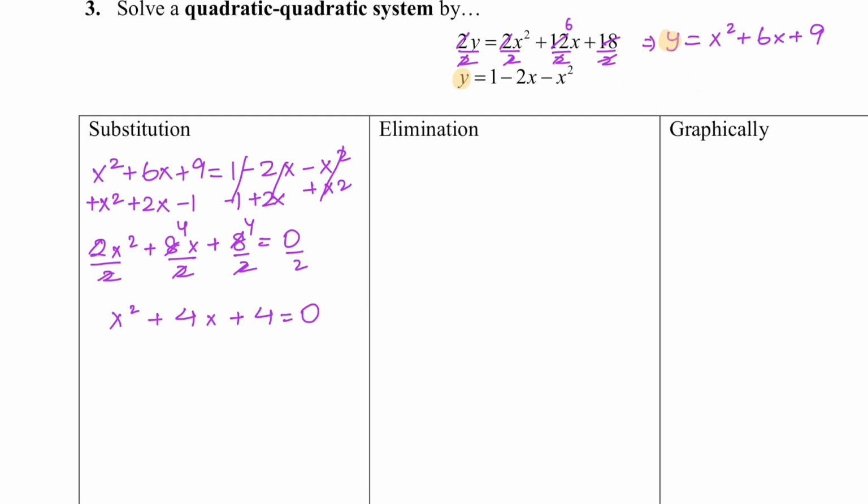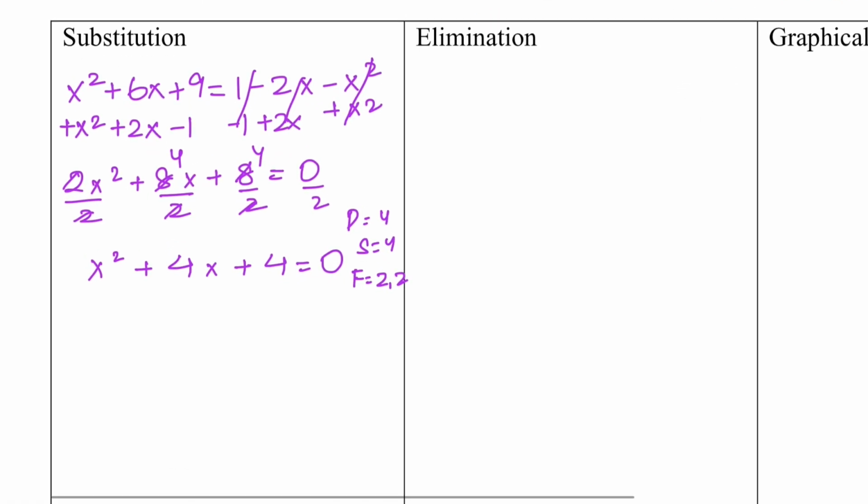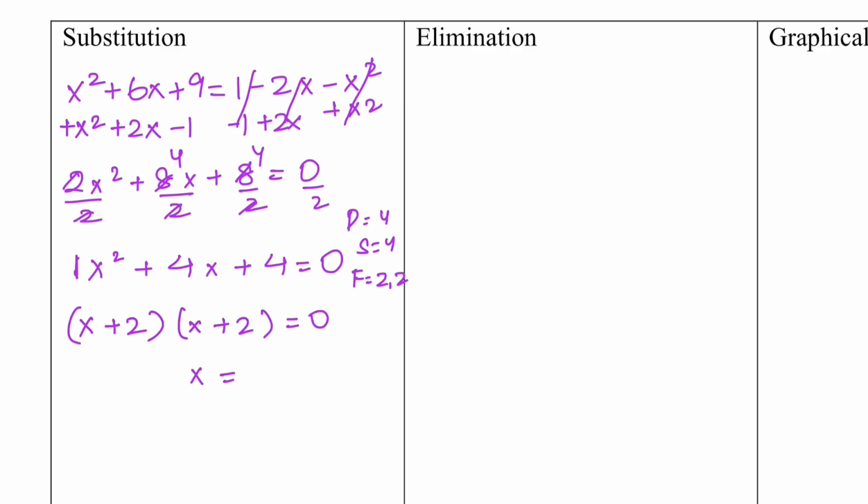Now my product is 4, my sum is 4. Can I have any factors here? I can. What will my factors be? Good. 2, 2. So because my coefficient is 1, it'll be x plus 2 times x plus 2 is equal to 0. So x is equal to negative 2. If in a scenario you cannot find the factors, you would use the quadratic formula.